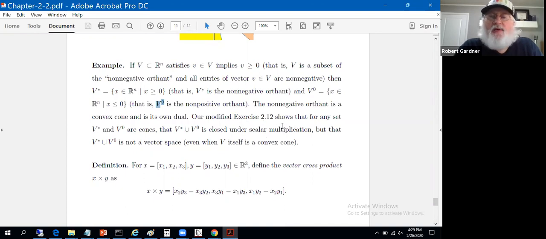I've got an exercise. It's a modification of what's stated in the textbook. Show that for any set, V star and V0 are themselves cones. Remember, what was a cone again? I can take any vector in those and multiply that vector by a non-negative scalar, and we get another vector in that cone.